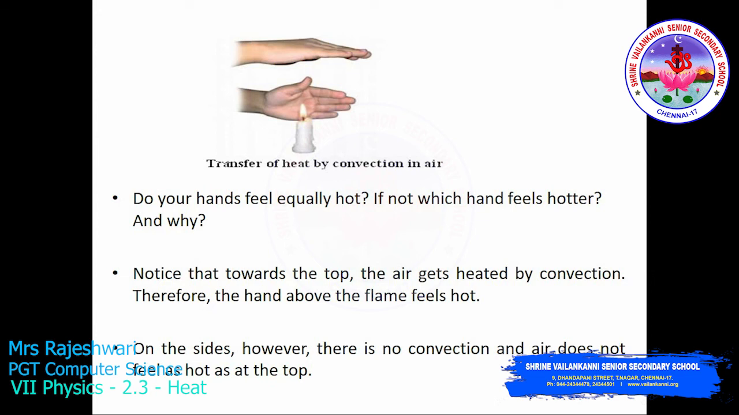So these are the two things, the difference between conduction and convection. This is how the heat gets transferred through water as well as through air by the processes of conduction and convection. I hope you understood this concept.